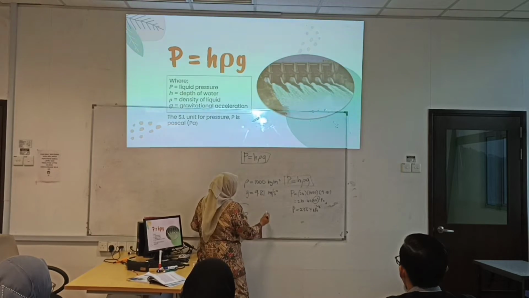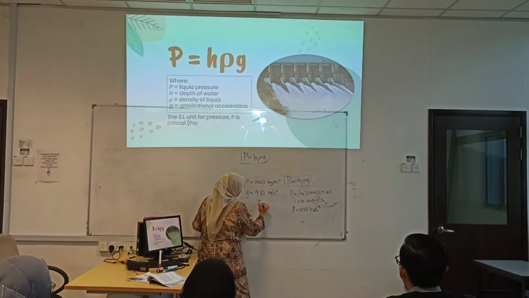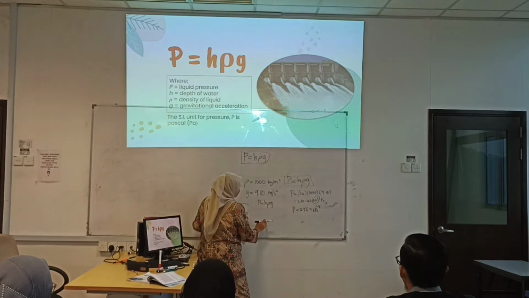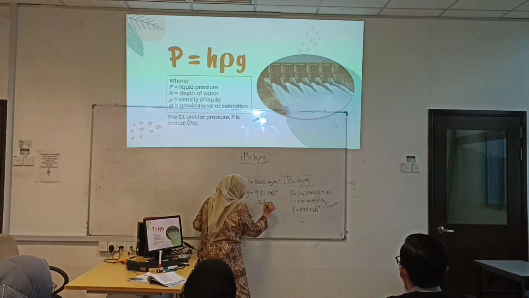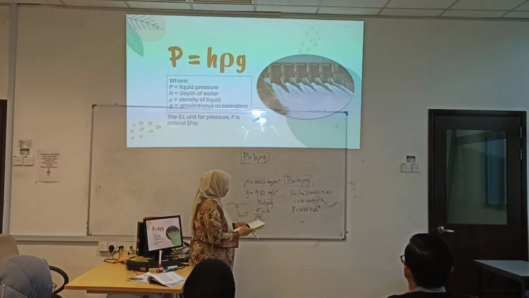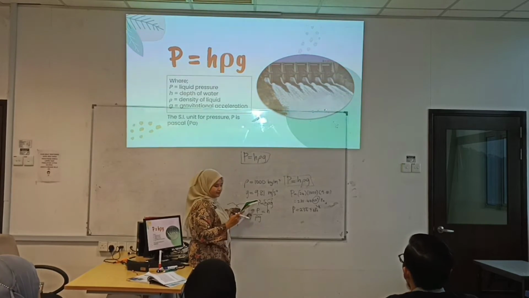So we want to find the H. The formula initially is like this. Pressure equals to H rho G. And if you want to find the height, you just rearrange the formula, you leave the H here and then P over rho G. Okay. Does everyone get this idea? Yes.